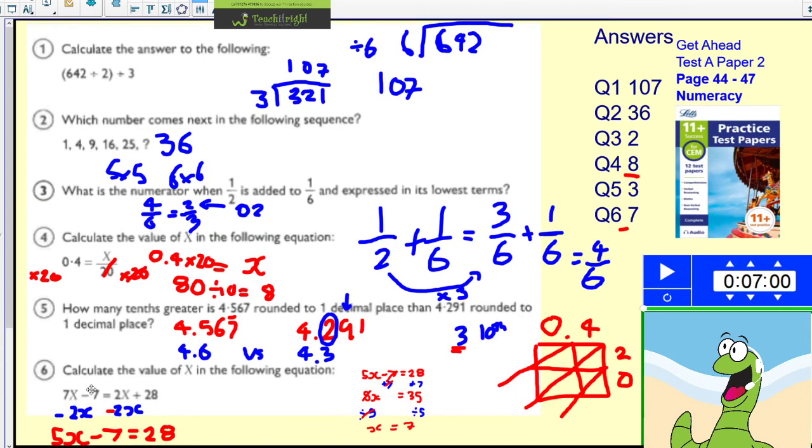Okay. Right, that's the first page of answers. Again, hopefully that's enough time. If you need to rewind, by all means.